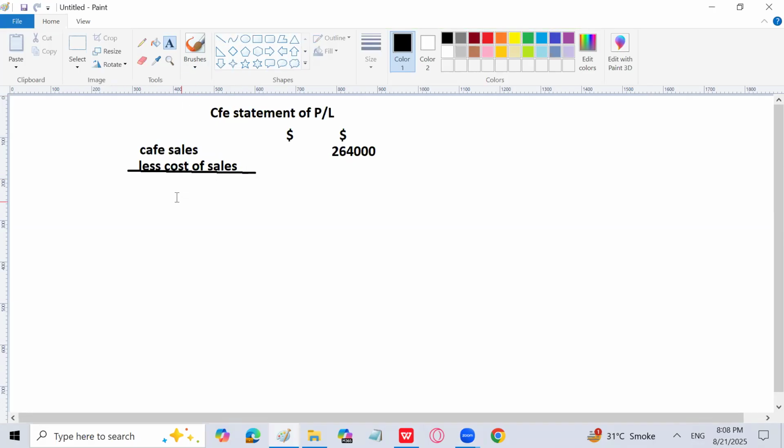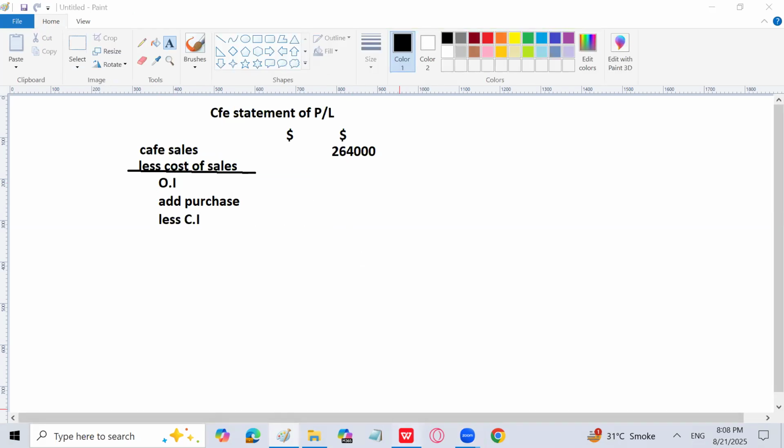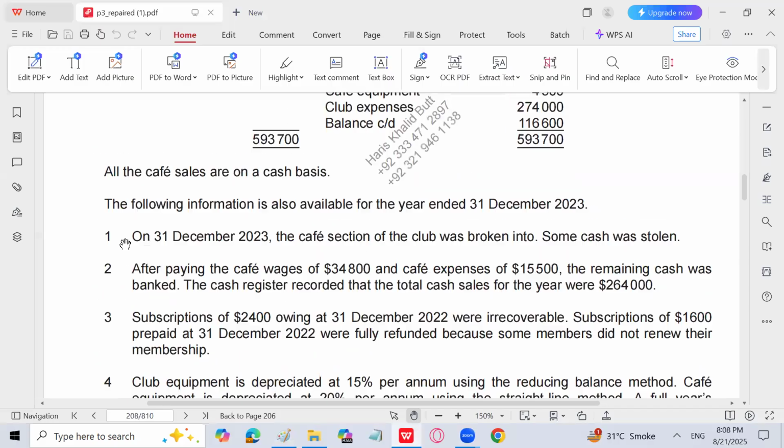So I will go with the opening inventory. You can't go for abbreviation, but I will go for abbreviation because I want to save my time. So opening inventory plus purchases less closing inventory. Let's see the cafe opening inventory. Opening inventory of cafe.